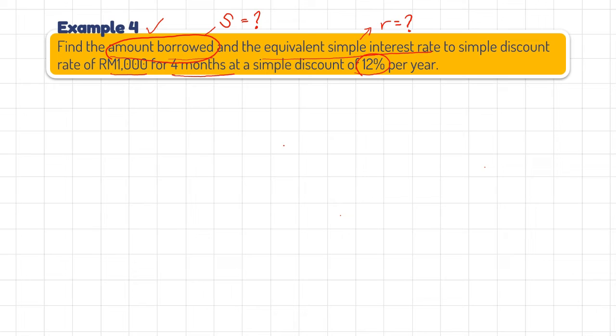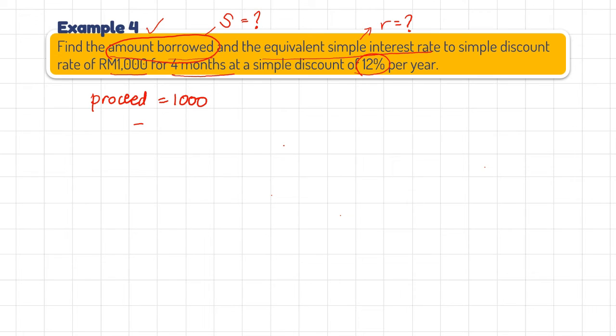Next, let's write the information that we have. Here we have 1,000 ringgit. 1,000 ringgit is our proceed because this is the amount that we receive from the bank.